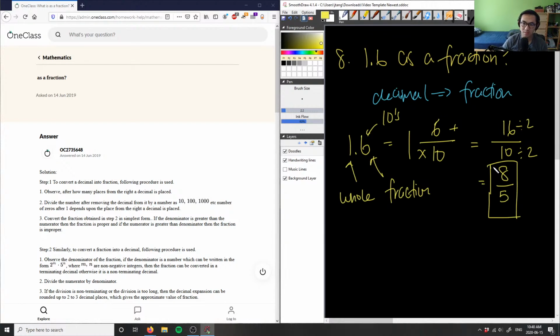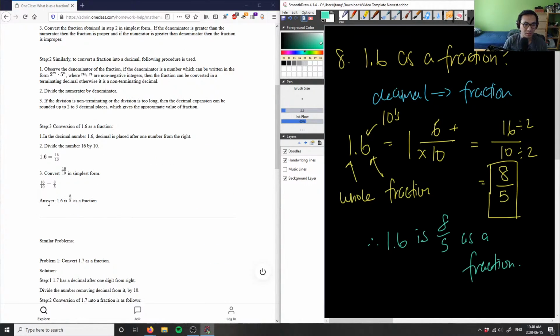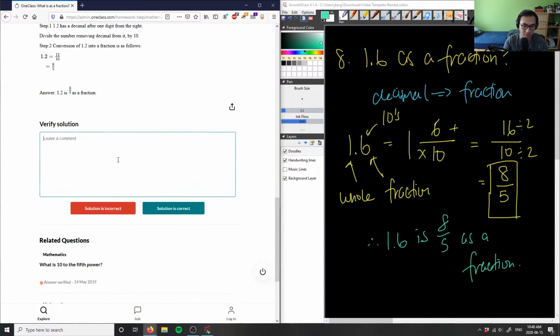So, therefore, 1.6 is 8 over 5 as a fraction. And this is our solution, which is good because 1.6 is 8 over 5 as a fraction. So this solution is correct.